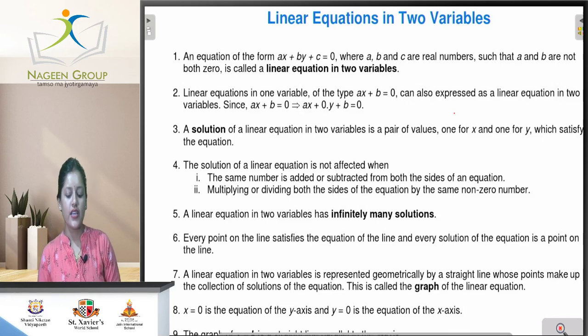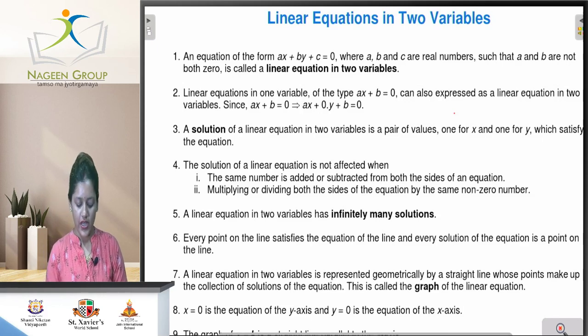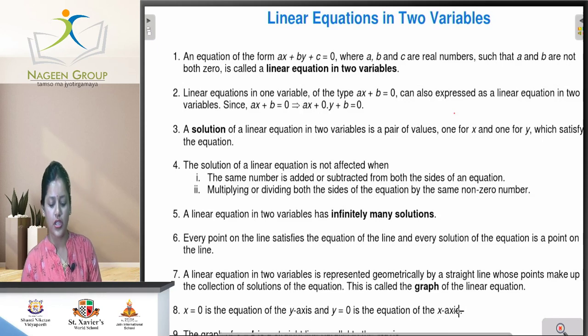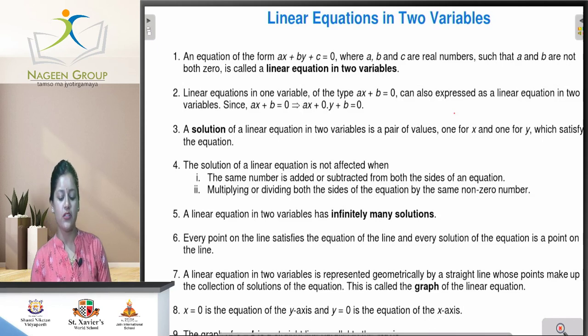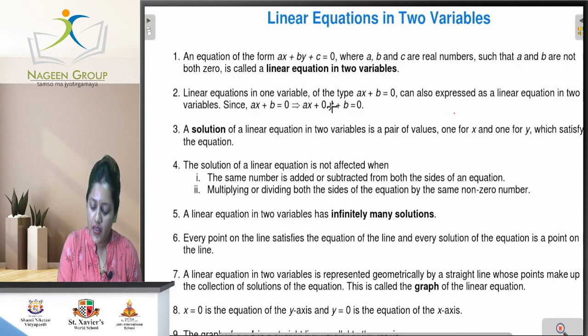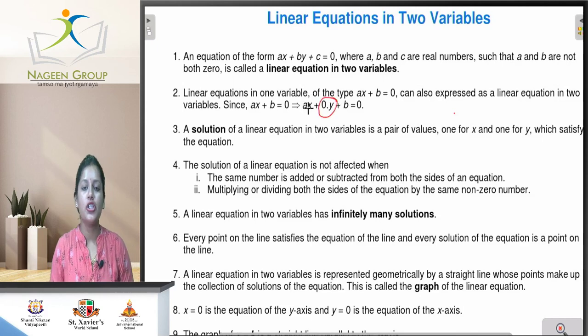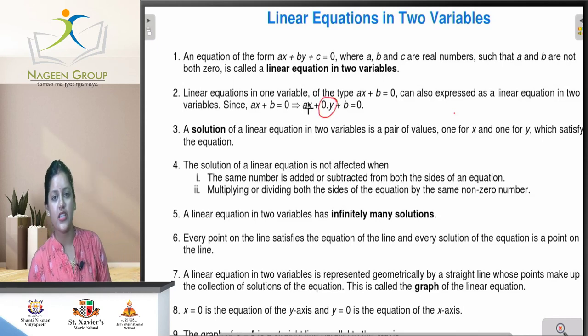Next, linear equations in one variable of the type ax + b = 0 can also be expressed as a linear equation in two variables, such that ax + b = 0 where we can write the coefficient of y as 0.